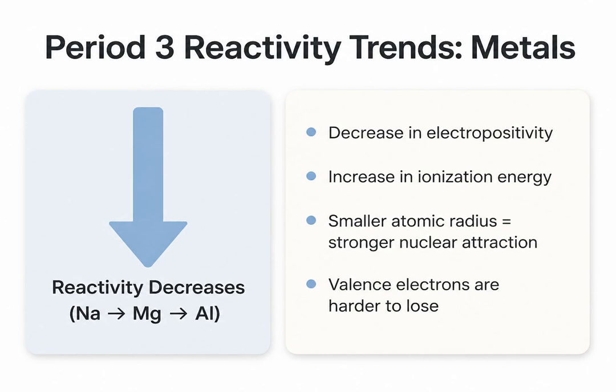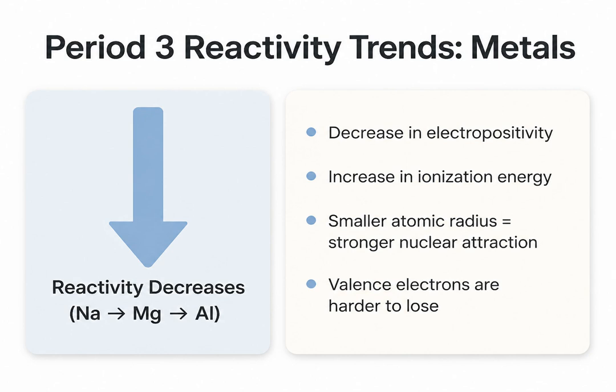Moving right along, let's examine the general reactivity trends across period 3. For the metals, sodium, magnesium, and aluminum, reactivity actually decreases across the period. Why? Because atomic radius decreases, causing an increase in ionization energy and a drop in electropositivity. The nucleus holds on to those valence electrons much more tightly, making it harder for them to be lost to form positive ions.